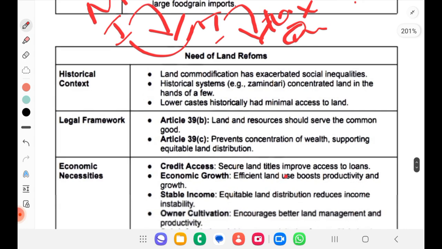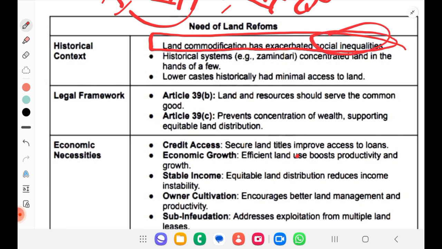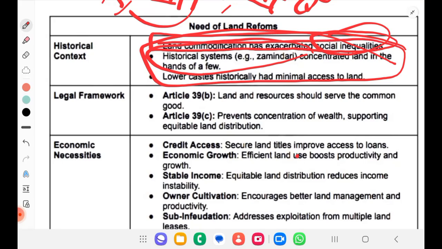Then for the need of land reforms. So, historical context: land commodification has exacerbated social inequalities. Because of this, we have social inequalities also. Historical systems like zamindari concentrated land in the hands of a few. During zamindari, complete land belonged to zamindars. So lower castes historically had minimal land. There was no proper land distribution, and this created social inequalities. That was the historical context.